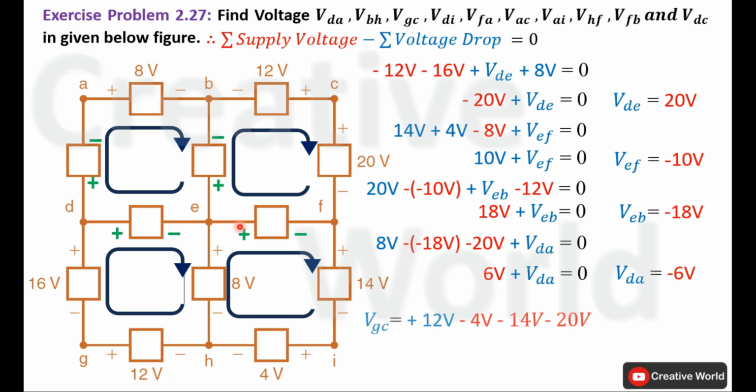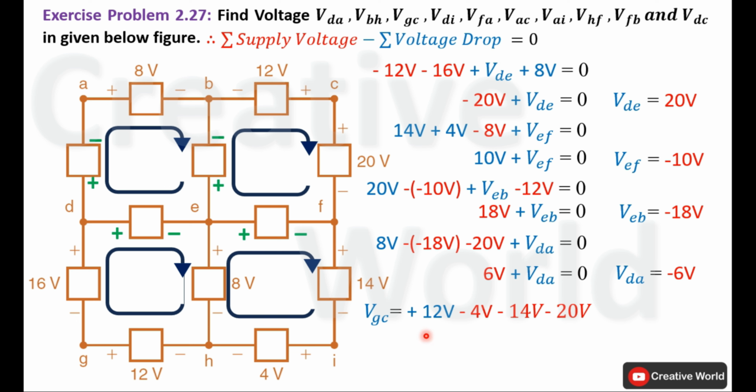So VGC will be, we will start from here. Current entering terminal is positive, 12 volt. Move to next element. Current entering terminal is negative, minus 4 volt. Move to next element. Current entering terminal is negative, minus 14. Move to next element. Current entering terminal is negative, so minus 20.